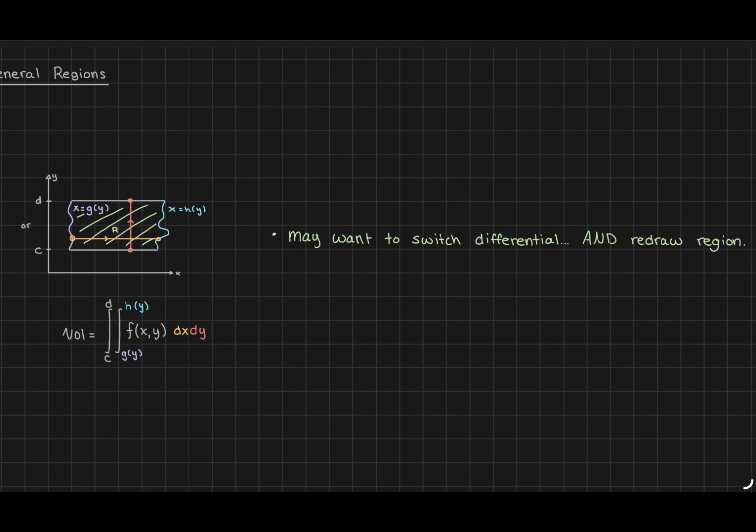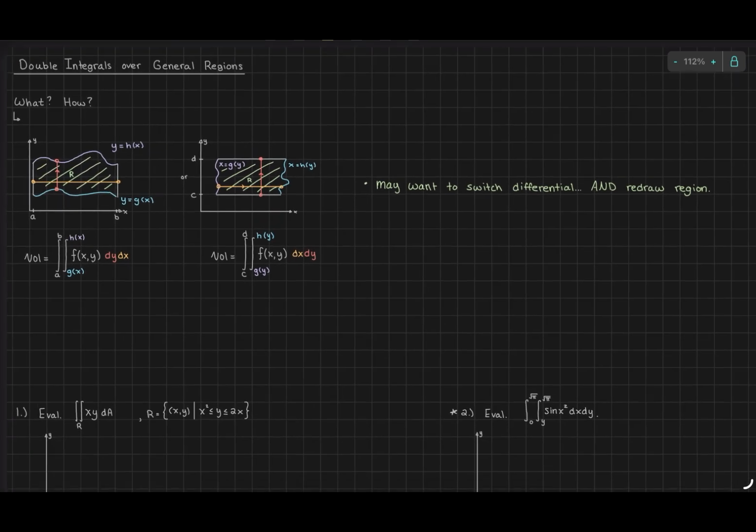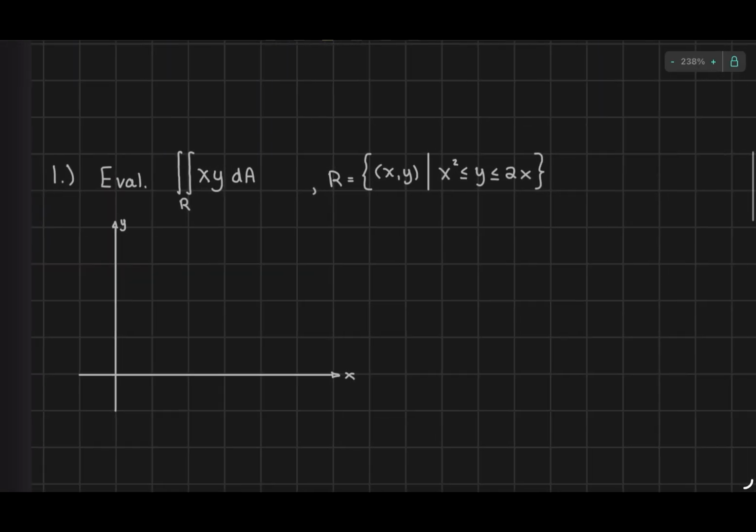I'm motivated to do an example later on, perhaps a scary looking example at that, but I promise you, we'll get the idea of why we're going to want to switch that differential, and why we're going to have to redraw that region whenever we're talking about general regions. So that's the picture there, and those are the formulas for how we're going to do that. Let's go ahead and do our first example.